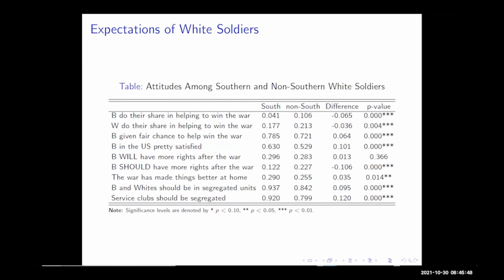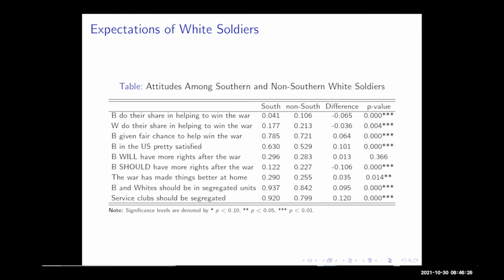Now, let me show you how white soldiers feel about this. So that's in particular this row here and the next one, which says Blacks will have more rights after the war. And less than a third of white soldiers agreed with this. There's no difference really between the South and the non-South. But when you look at the next question, Blacks should have more rights after the war, that number is relatively smaller in the South compared to outside the South, but still pretty small overall.